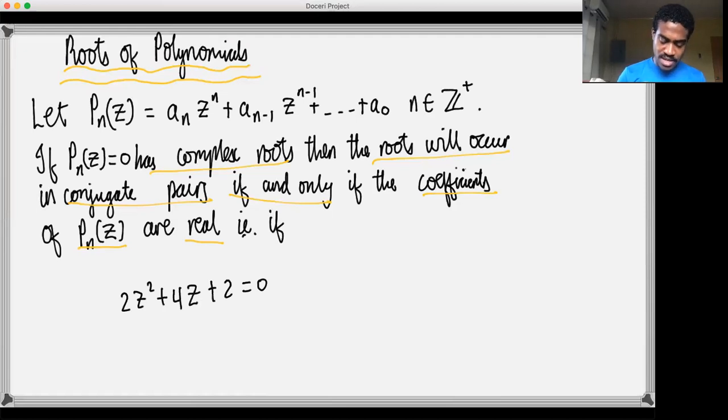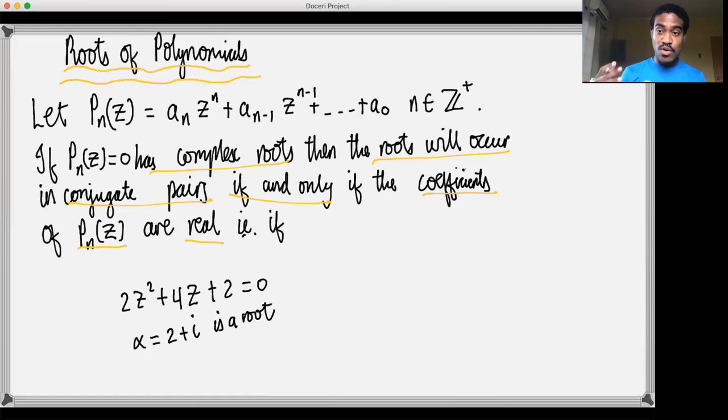And what they're saying is that if this polynomial has a root, alpha is equal to 2 plus i, if that's the root of this polynomial, that is not necessarily the root. This is just a hypothetical scenario.